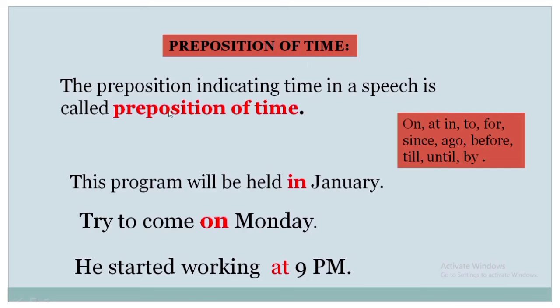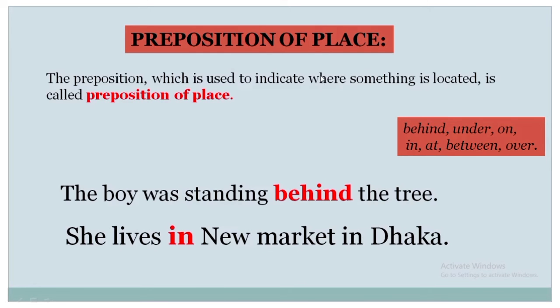Preposition of time. The preposition indicating time is called a preposition of time: on, at, in, to, for, since, ago, before, till, until, by. This program will be held in January. Try to come on Monday. He started working at 9 p.m. In, on, at indicate time.